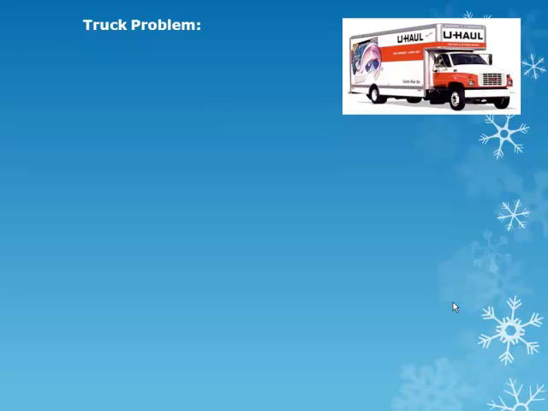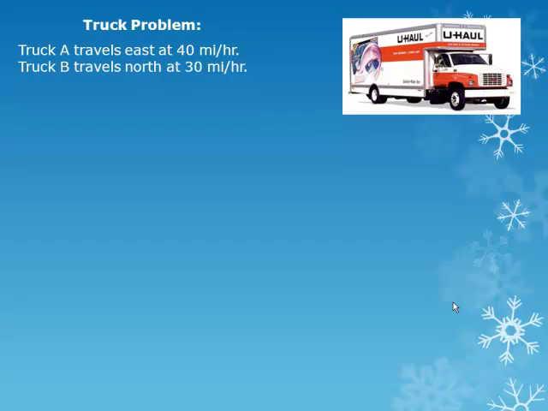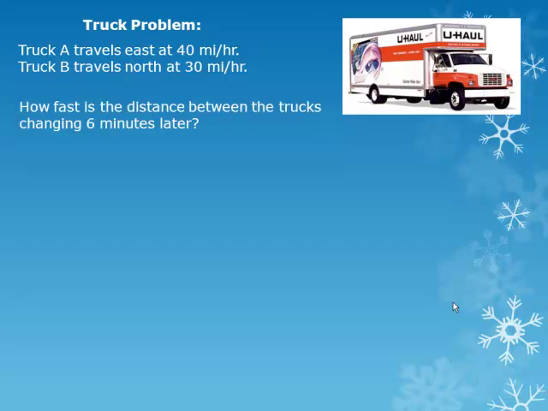Truck problem. This is the last example we're going to talk about. U-Haul trucks. Truck A travels east at 40 miles per hour. Truck B travels north at 30 miles per hour. Question is, how fast is the distance between the trucks changing 6 minutes later? So they're taking off from the same place. Truck A is going to the east at 40 miles an hour. Truck B is going to the north, but he's a little slower. He's going 30 miles an hour. How fast is the distance between the trucks changing 6 minutes later?